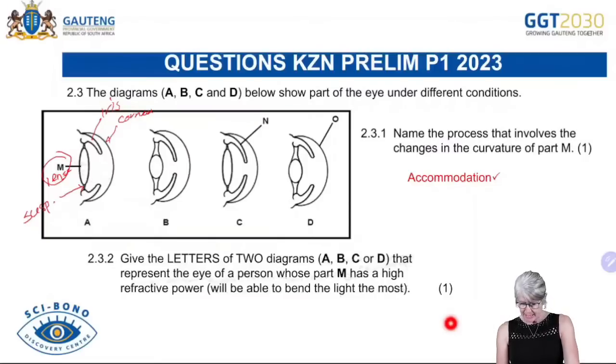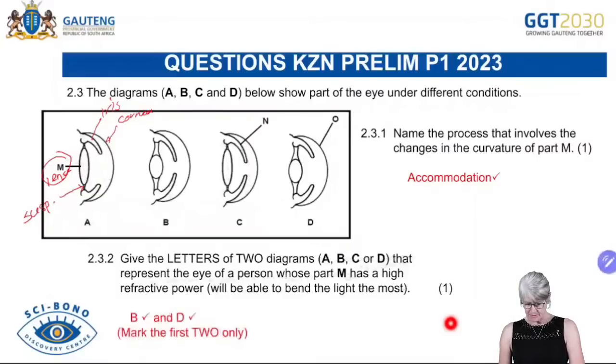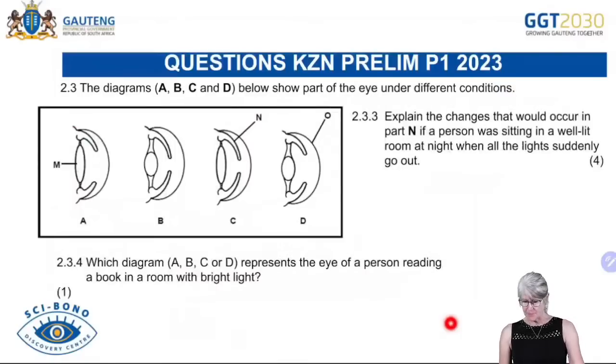So if I look at A and I look at C, my lens is quite long and thin. Okay, so it wouldn't have a very high refractive power. So then I would eliminate those 2. So it's obviously going to be B and D. So let's see if we're correct. Yes. All right, let's have a look at the next question.